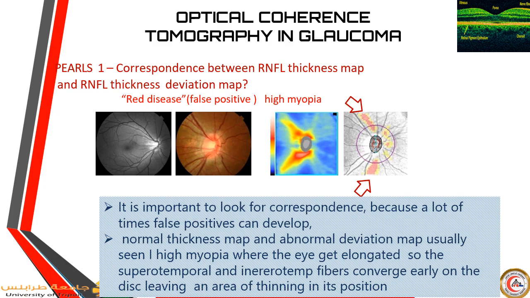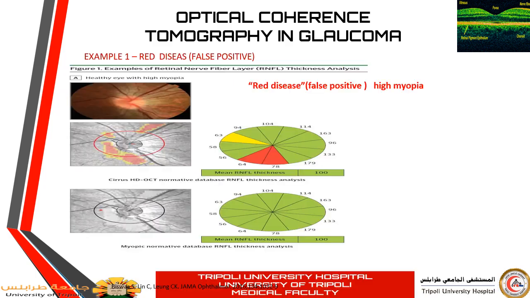So the correspondence between the arcades in the thickness map and the deviation map is very important, and look for the symmetry. A normal thickness map with an abnormal deviation map is usually seen in high myopia, where the eye gets elongated. So the temporal and inferotemporal fibers will converge early on the disc, leaving an area of thinning in this position.